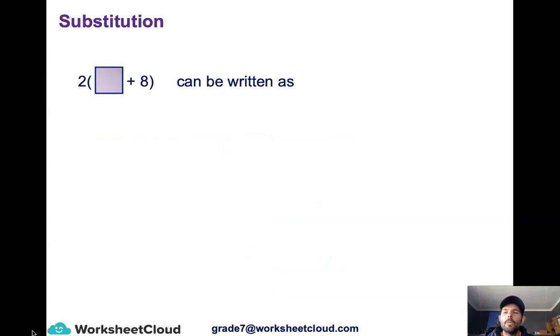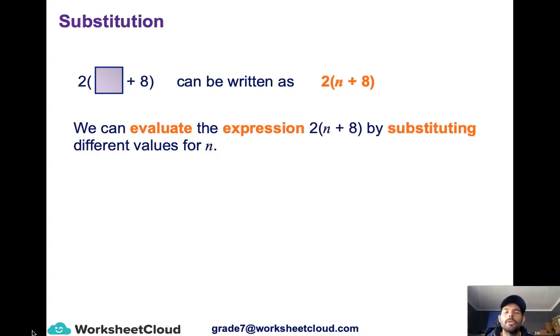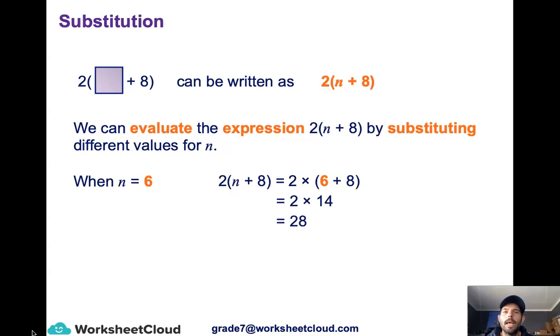And then the final one we're going to look at is brackets. So if I put n in place of that square, it becomes 2 multiplied by, in brackets, n plus 8. We can now use a number instead of n. Remember, we do the brackets first. So that becomes 2 multiplied by 6 plus 8 in brackets. 6 plus 8 is 14, so it becomes 2 times 14, which equals 28.